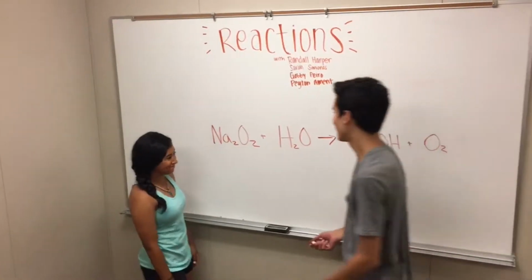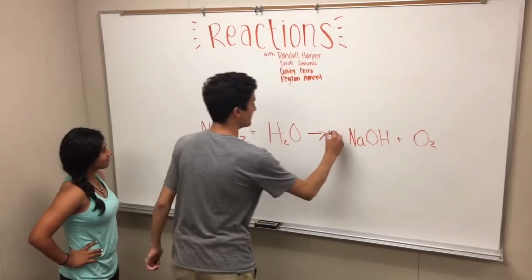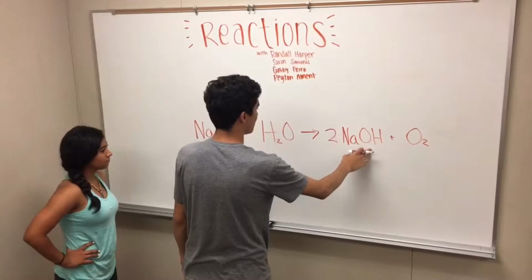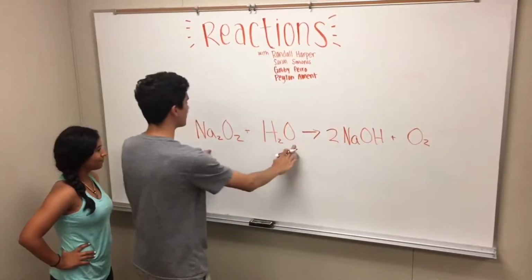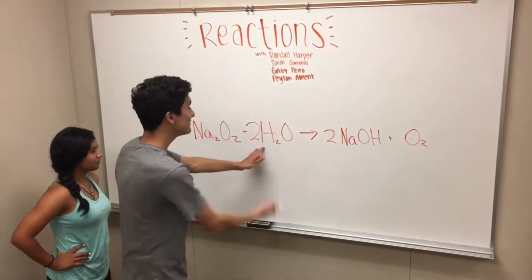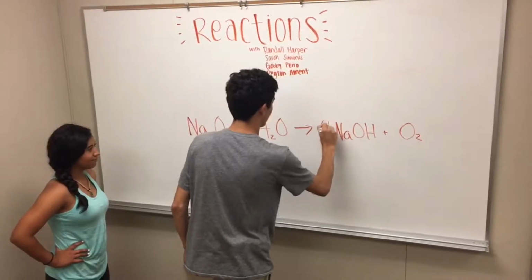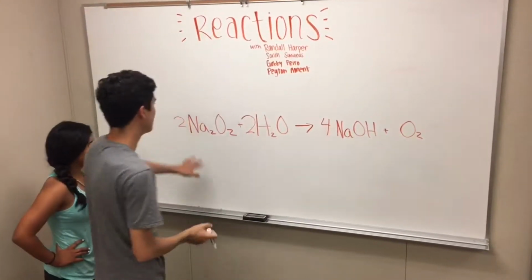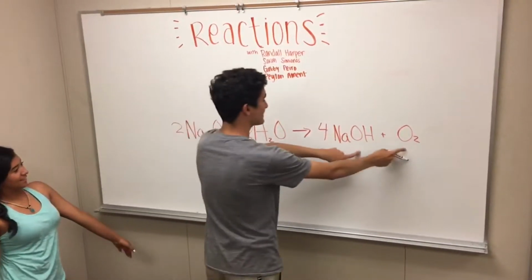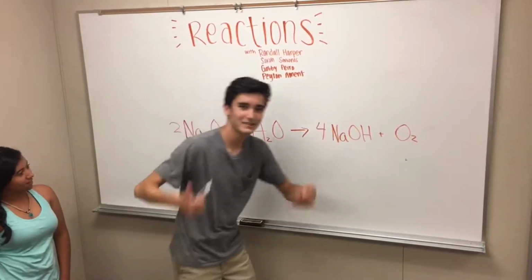Well, you see, there's two Na's here and one here, so you're gonna have to make this a 2. So they're the equal amount. Now you have 4 on this side, but only 3 here, so you're gonna have to add another 2. But that makes even more H's, so this is gonna have to be a 4, and this is a 2. And now there's 4 Na's, 6 oxygens, 6 oxygens, and 4 H's on both sides. It's balanced.